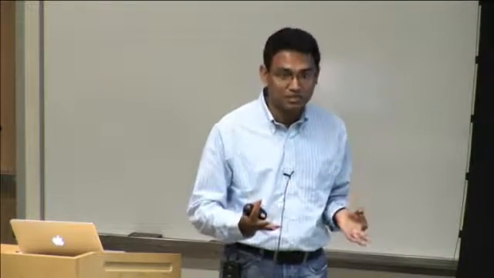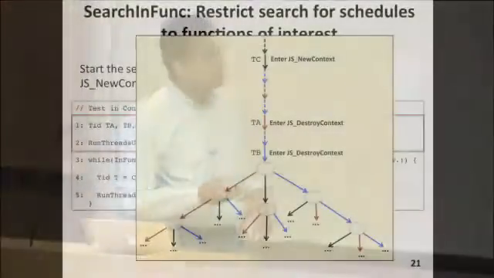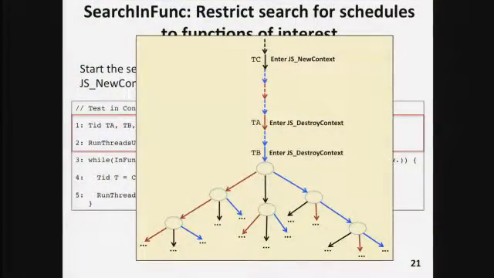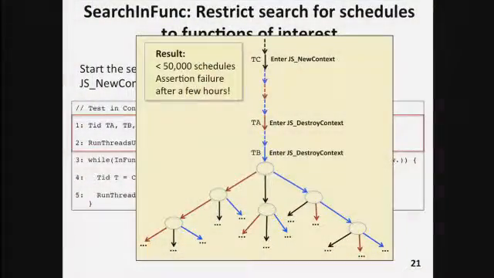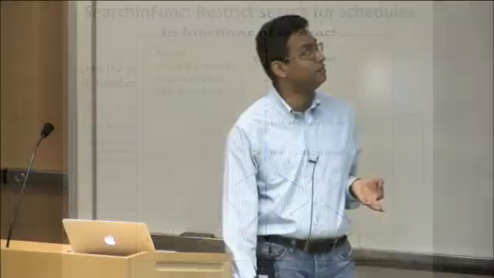We do not start the search as soon as we create the threads. But once we have entered those particular functions, we start the search. Okay? Now, this is how the model checking tree looks like. It first takes a very particular specific schedule, and then it tries to search the interleaving space. Now, if we write this test, then we can actually hit the bug after exploring 50,000 schedules, and we see the assertion failure in a few hours.